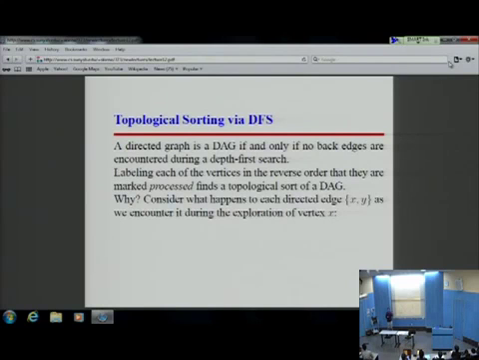Any questions about this topological sorting algorithm? Because this is one that I understand. If you ask naturally, how do I understand topological sorting? This is the way that I understand it. Any questions?